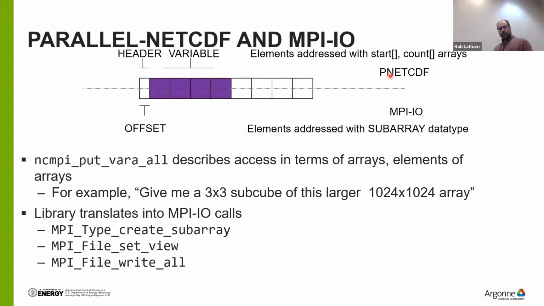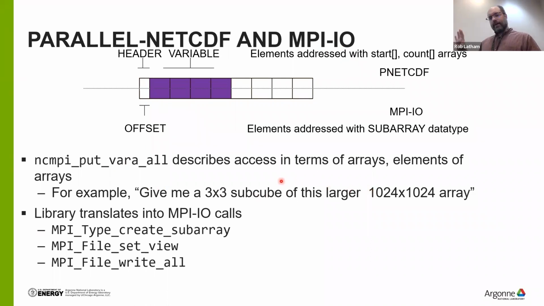So I want to just reiterate the difference in the programming model between Parallel-NetCDF and the MPIO library underneath it. We don't talk about creating subarrays with MPI data types. We don't talk about MPI file write all. Instead, we talk about array information. In this case, a 1024 by 1024 array. Maybe it's a floating point number or something like that.